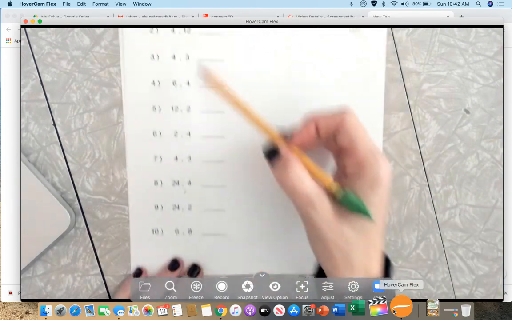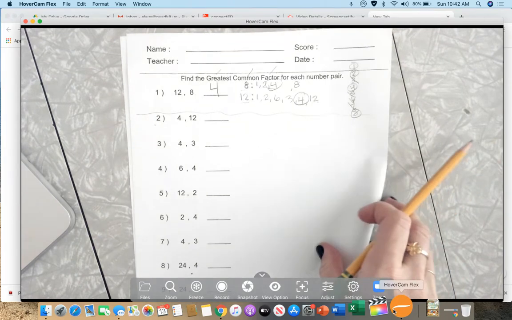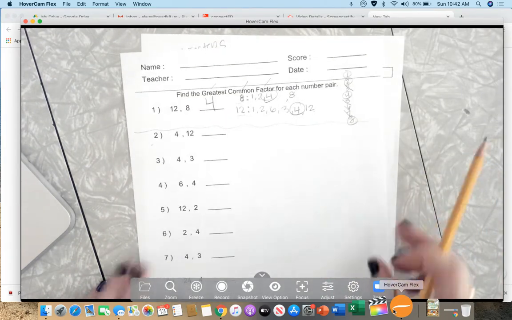So I want you to go ahead and do the rest of these today, and then you guys will bring it back to school. And that is all you're doing today for math.